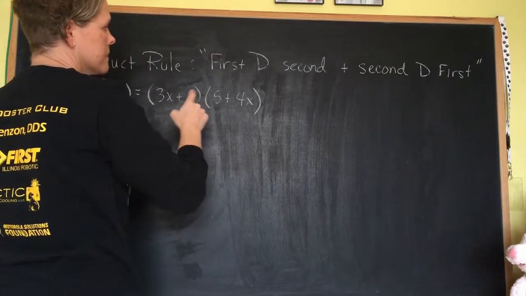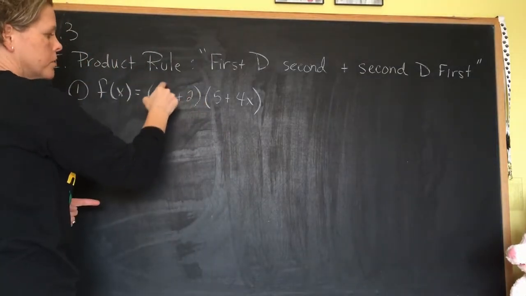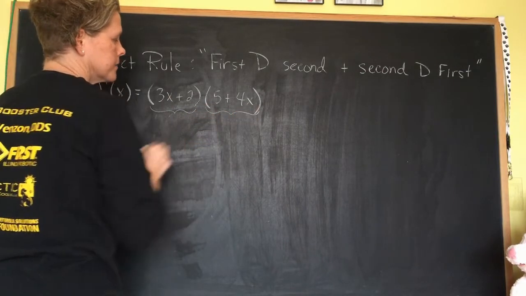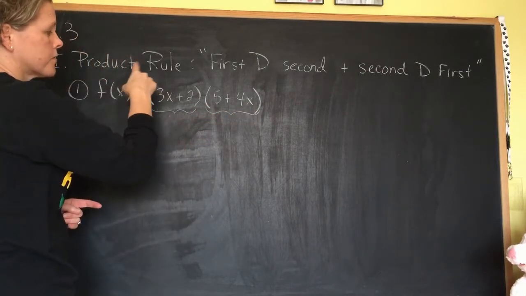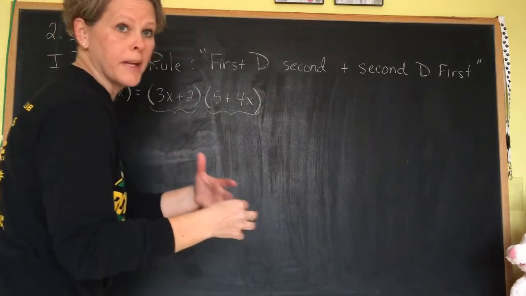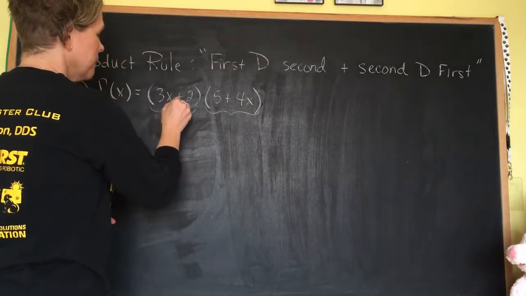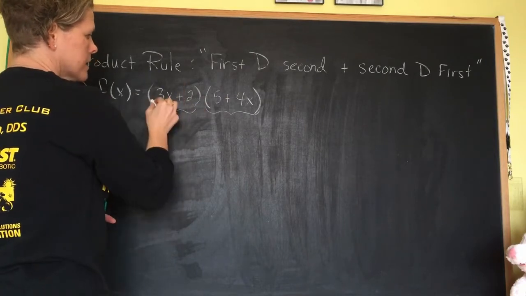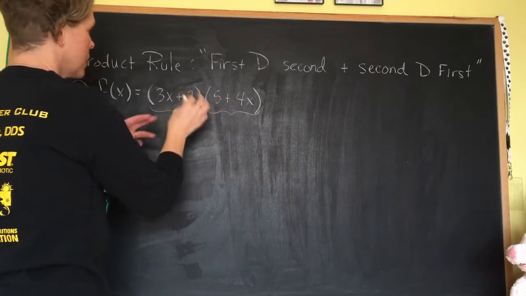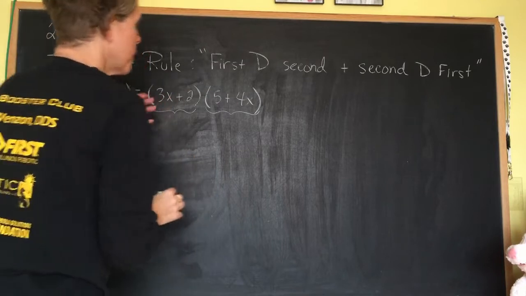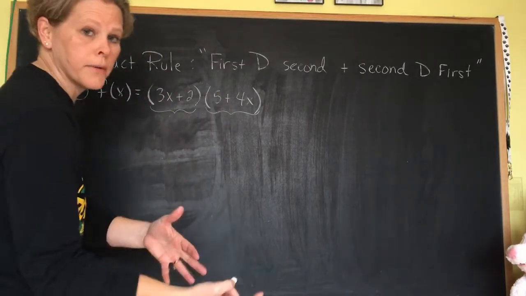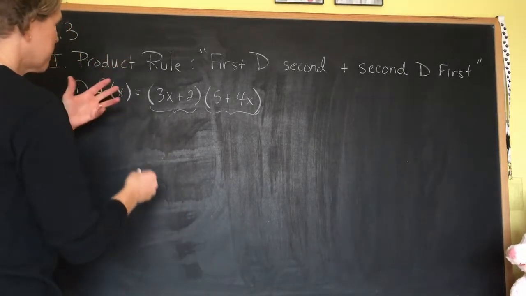So what that means is, in a product rule, we have two terms. So here's the first, here's the second. If you notice, for the product rule to be eligible to use, both terms have to have an x. So this term has an x, this term has an x. So now I can use the product rule. What we would do before normally is you would FOIL this out and then take the derivative with the power rule.